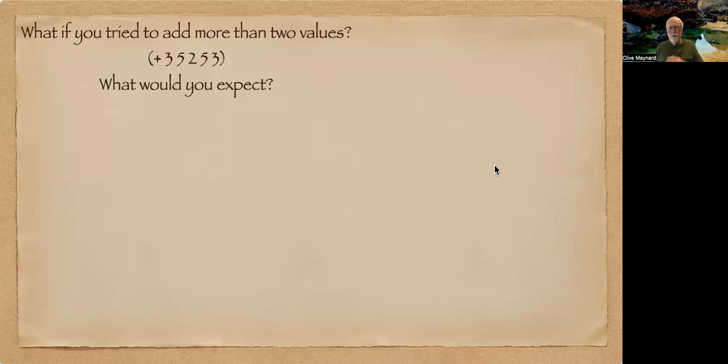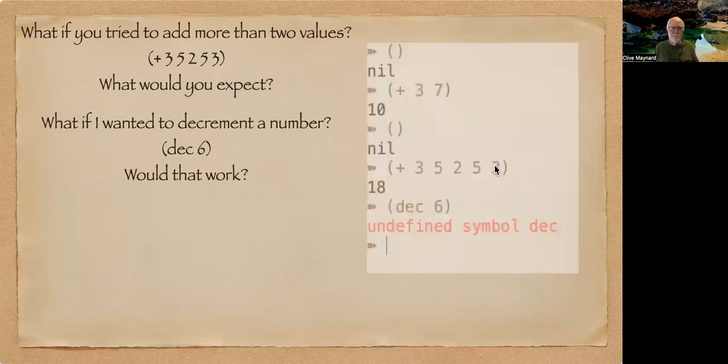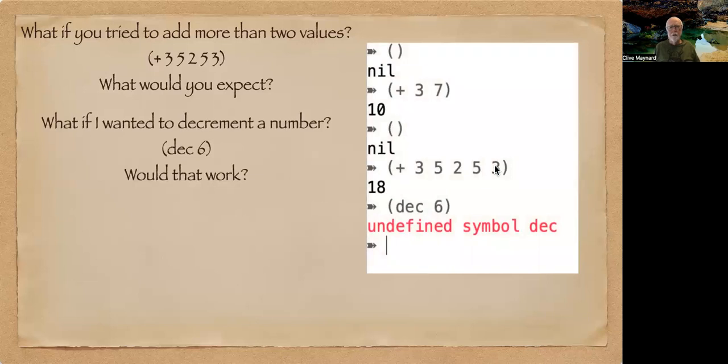So what if we try to add more than 2 values? So here we're saying brackets plus 3, 5, 2, 5, 3. What would one expect the Lisp processor to do? Considering another possibility, what if I wanted to decrement a number? So I decided there should be a function dec, which if we say dec 6, would it work? Would it give me an answer of 5? Well, here we can see if we do our plus 3 5 2 5 3 operation, we hit return, we'll get our value 18.